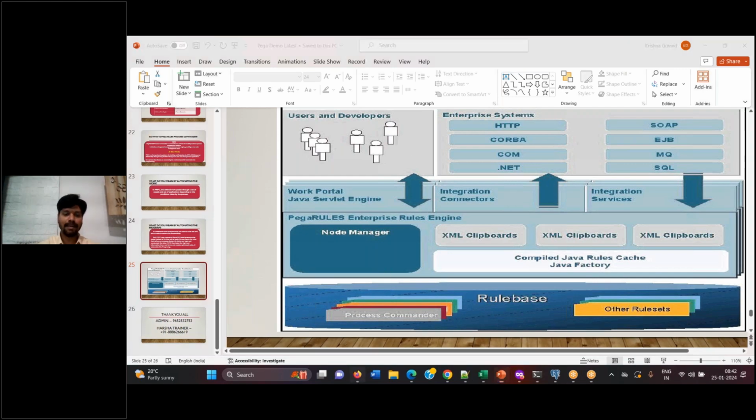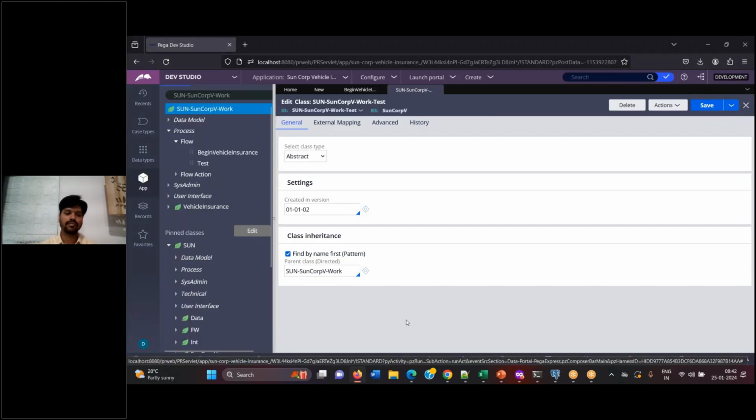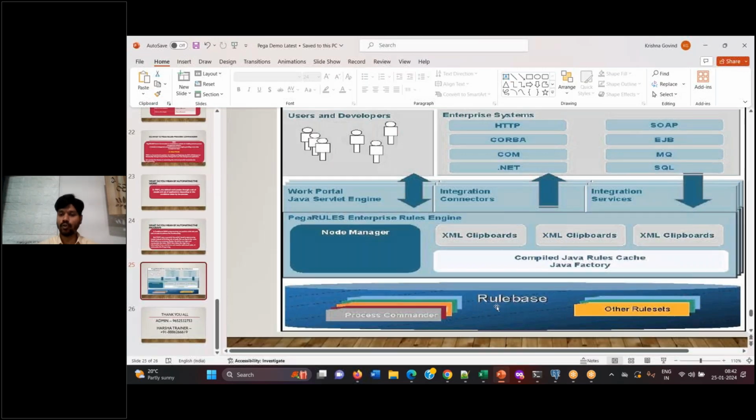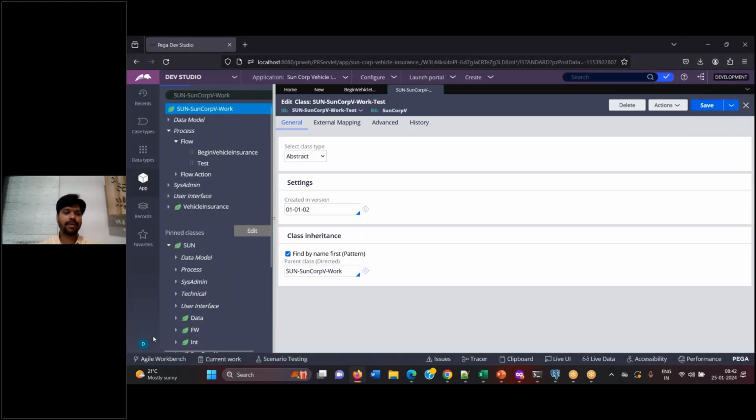See, this is the PEGA platform, right? The PEGA platform has rules. Rules are stored in the rule base. It is driven by Process Commander. Rules, rule base, Process Commander, 3 things you know. Process will be there anyhow. Remaining I am trying to explain. I want to access the PEGA environment. If I want to access the PEGA environment, I should log in.